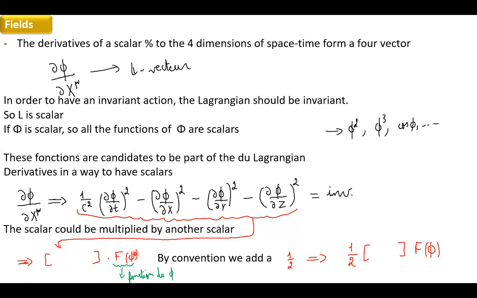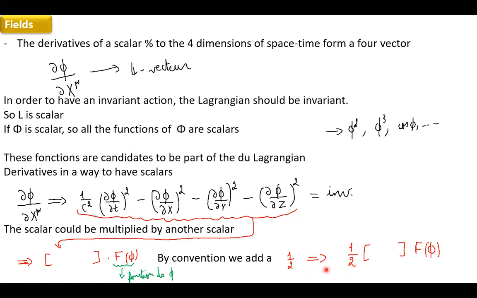We need to introduce a function of phi, because we need to be related to the field phi. By convention, it's just a convention, we add a 1/2. So we multiply by another 1/2: it's 1/2 this quantity times the function f of phi. Why do we add this 1 over 2? It's because we need to find Newton's equations when we go to the non-relativistic approximation. When you calculate your approximation at low speeds, you should find Newton's equations. So in order to find Newton's equations at low speeds, we just add this 1/2.